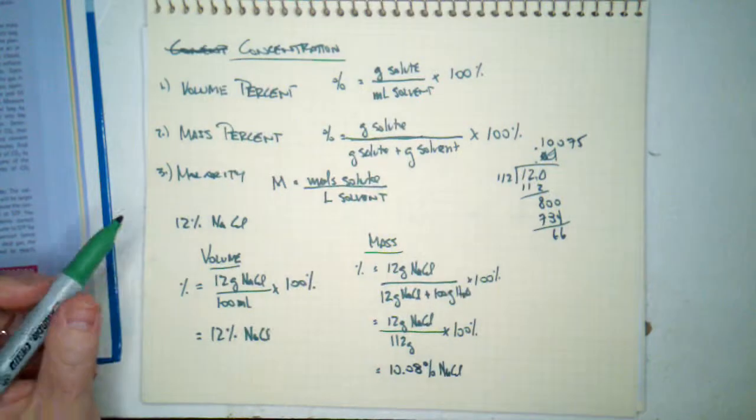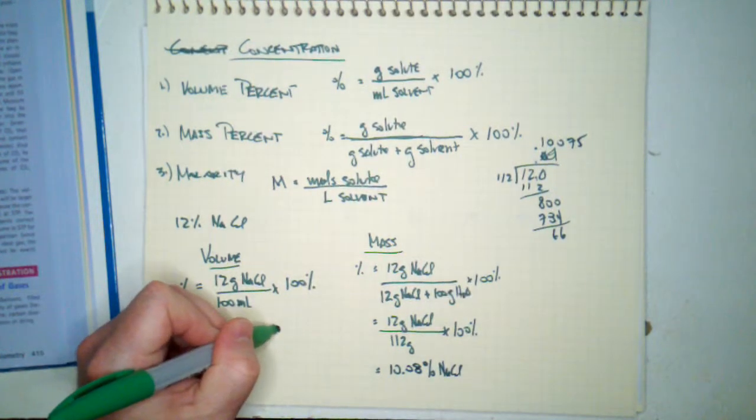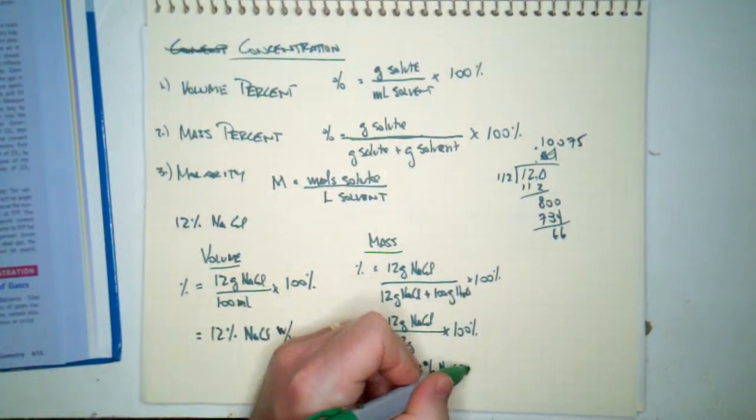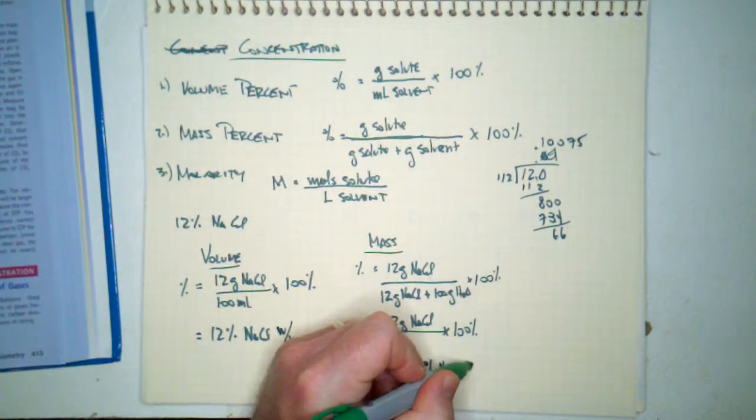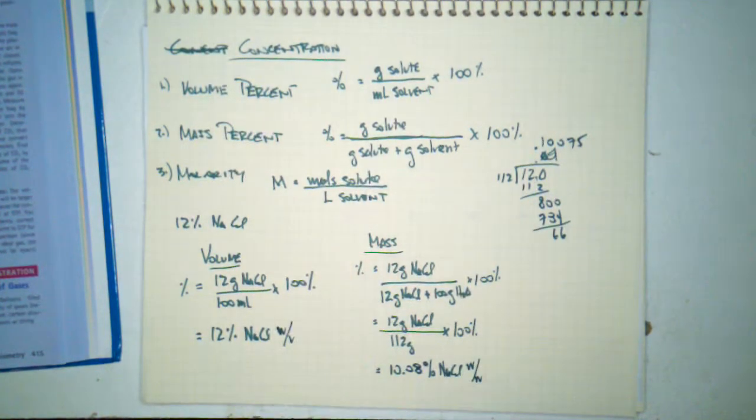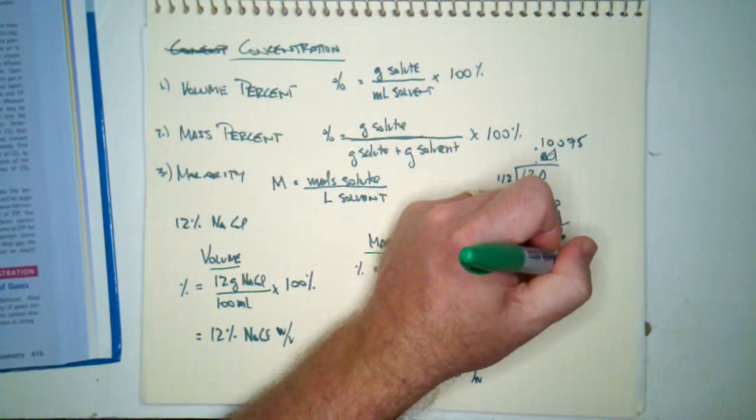NaCl. How do you know the difference? Well, we would call this weight to volume, and this would be weight to weight. And then molarity.